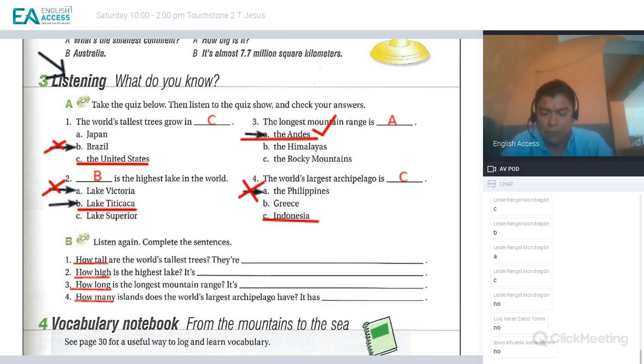The world's tallest trees are California redwoods. They grow in the United States. The tallest California redwoods are about 113 meters tall. Good job, Maria. Now, here's the next question.